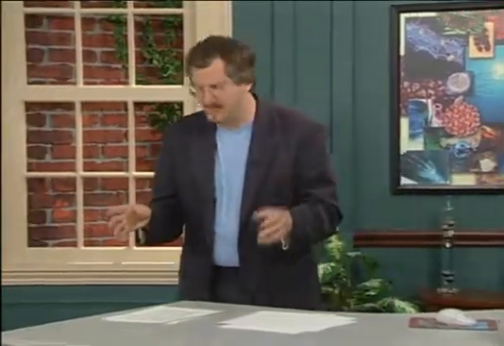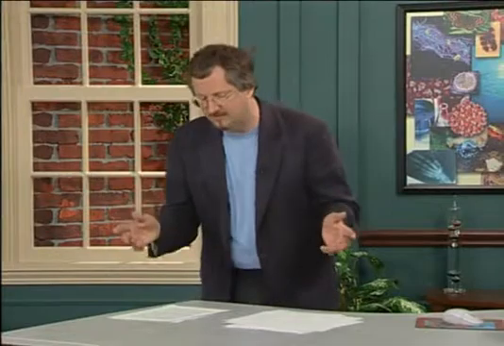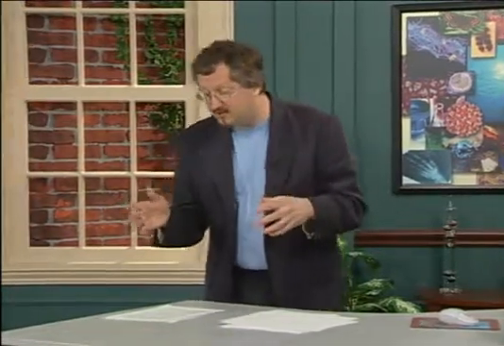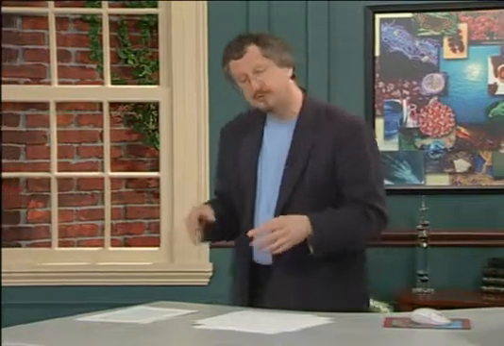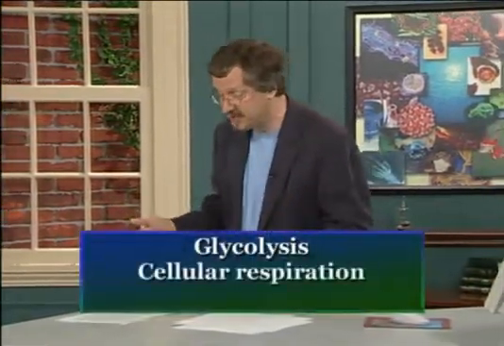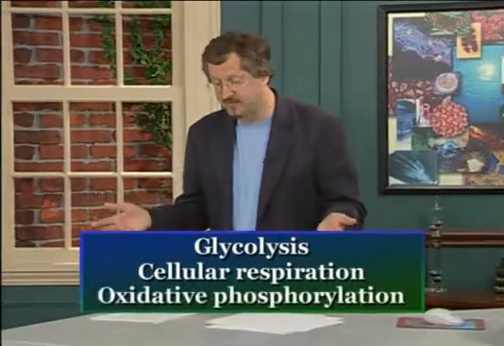Having established the importance of ATP as a common energy currency in cells, we'll be left with the question of where all this ATP comes from in the first place. Money just doesn't grow on trees, and ATP just doesn't appear magically in cells. This question is going to lead us to a series of lectures on how ATP is produced by cells from the breakdown of other organic molecules, most notably sugar, through processes that we'll call glycolysis, cellular respiration, and oxidative phosphorylation.